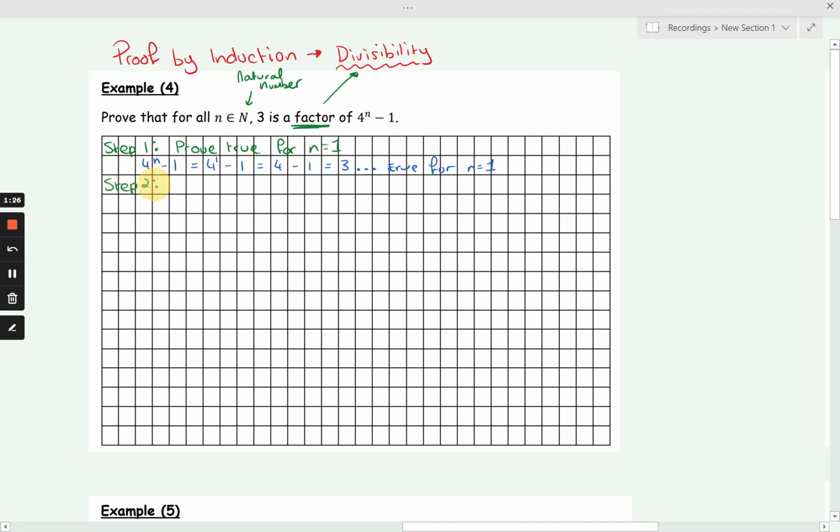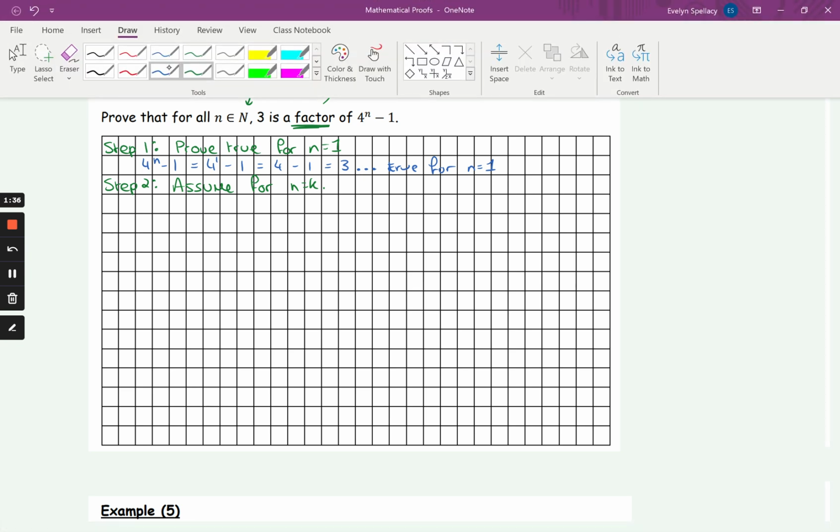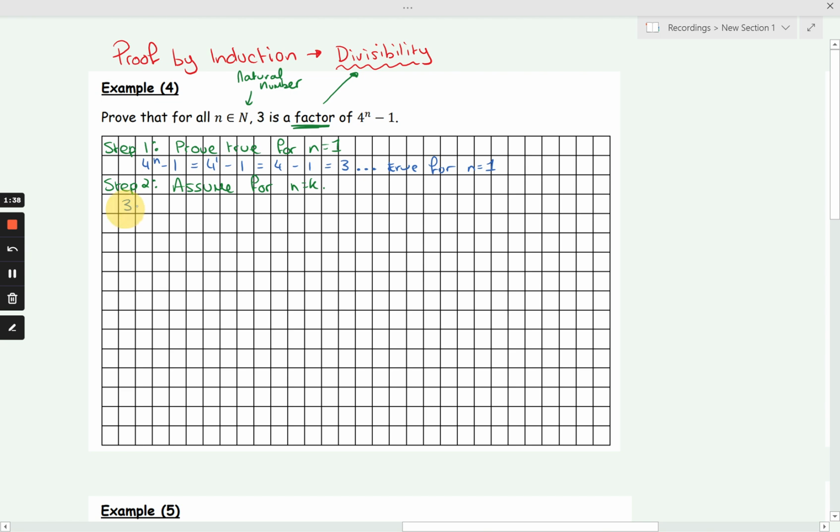In step 2, we're going to assume true for n equals k. And as I've said in all the previous videos, for proof by induction, it's key that we write our steps. The way we're going to phrase this is: 3 is a factor of 4 to the power of k minus 1 for all k is an element of N. Because now we're assuming that 4 to the power of k minus 1 can be divided by 3. It's divisible by 3 if 3 is a factor.